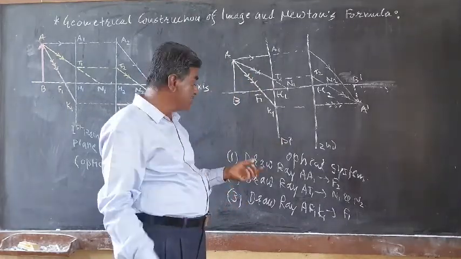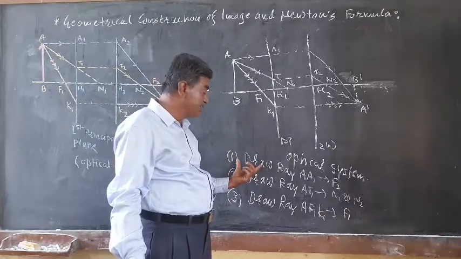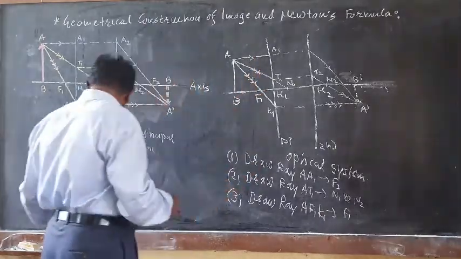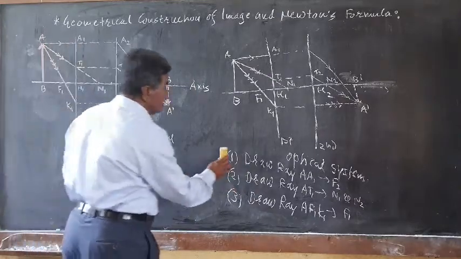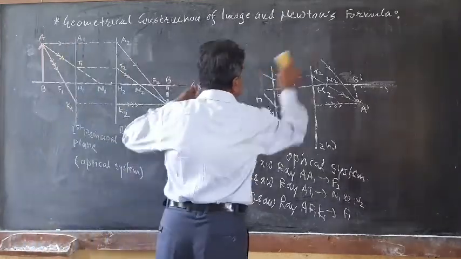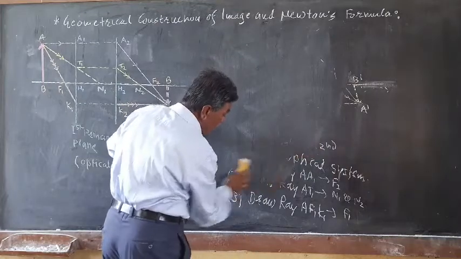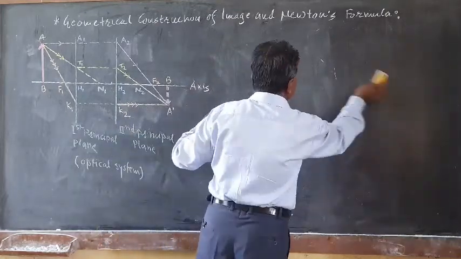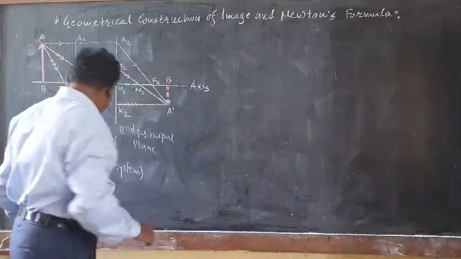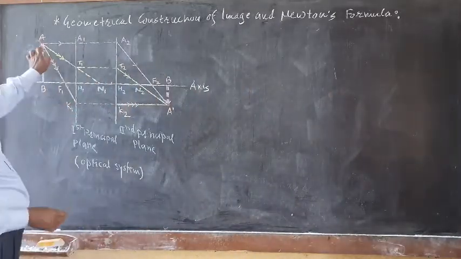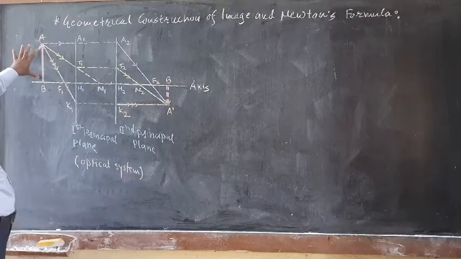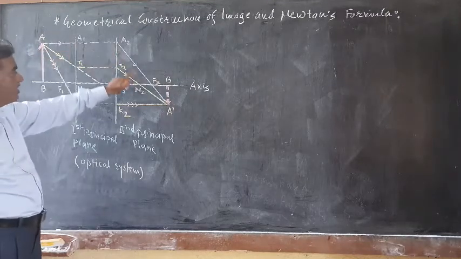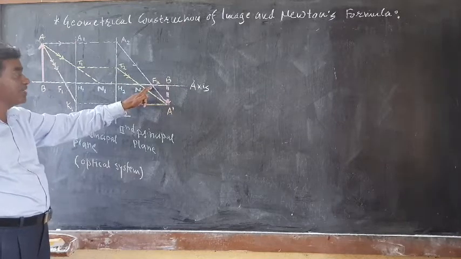For the construction, we have to draw the three rays. This is the first ray, this is the second ray, this is the third ray, and it is also shown in this figure here. So how can it be drawn? The procedure for drawing: first of all, AB is any object placed on the axis. Draw the first ray A1 parallel to the axis. After refraction, it will proceed to the second focal point F2.